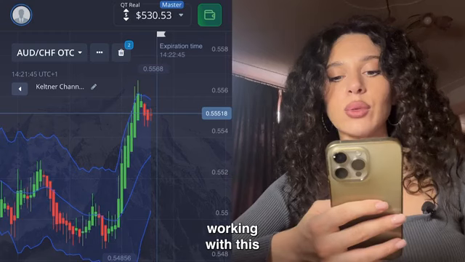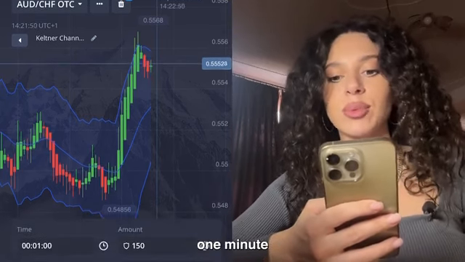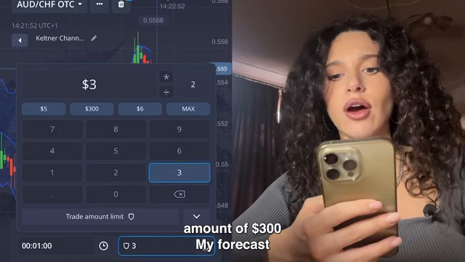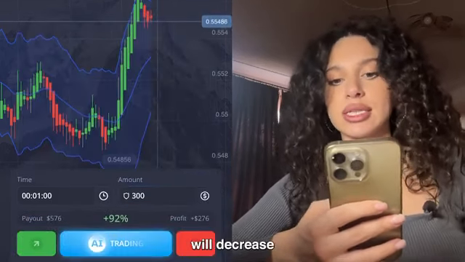I will start working with the situation. It completely fits the strategy. The trade time will be 1 minute. I'll start with the amount of $300. My forecast is that the price will decrease.